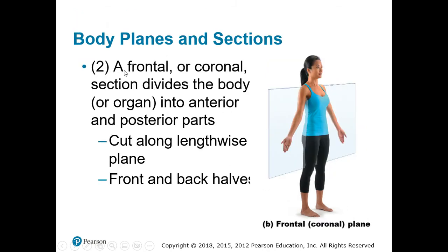The second type of cut is a frontal, also known as a coronal section. This divides the body or organ that you're looking into anterior or posterior parts. So over here in this picture, we have an example of a frontal, and you'll see that anterior means we get front parts and back halves.